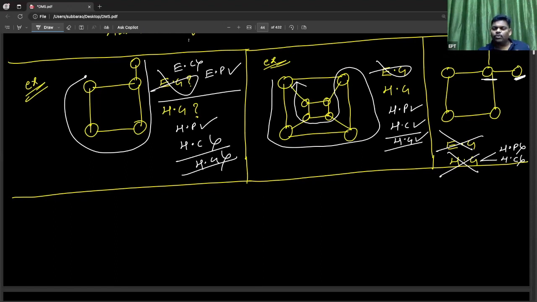Someone is saying Euler path possible. More than two vertices with odd degree? Oh, it is an even degree. I thought it is odd degree. Even degree, yeah, possible. Exactly two vertices with odd degree. I thought it is an even degree. That is the reason I thought.